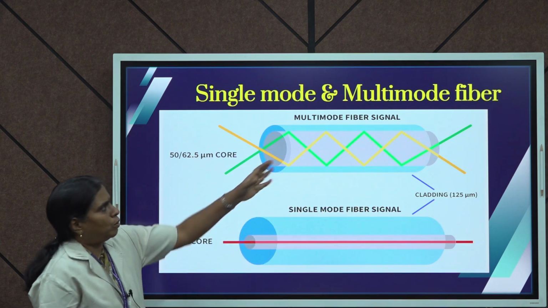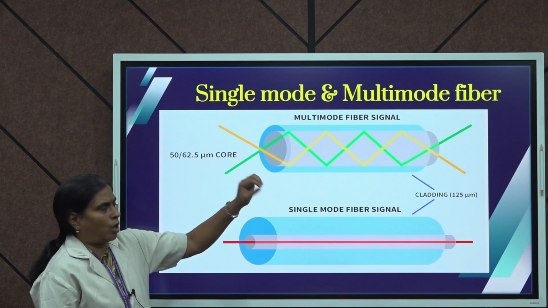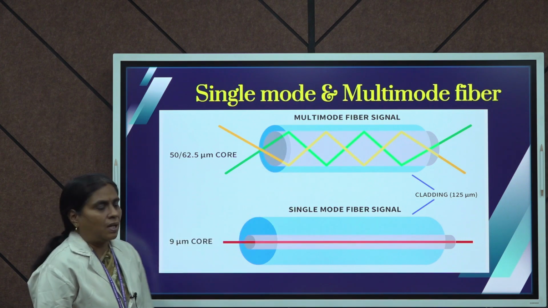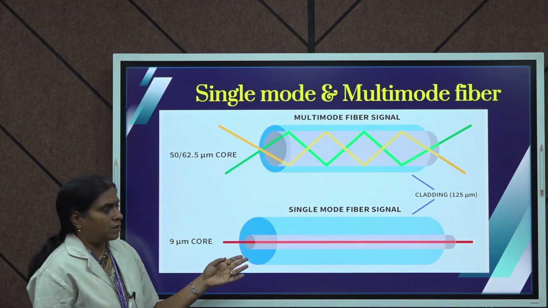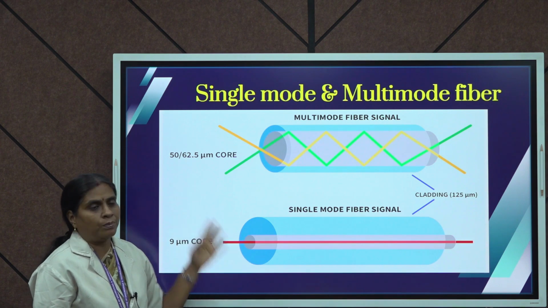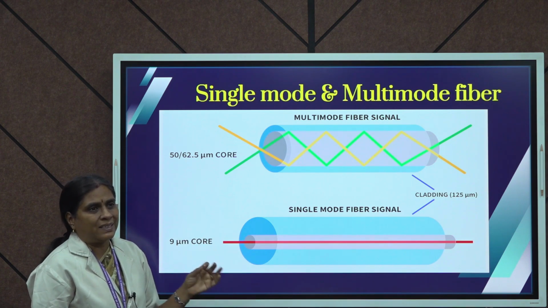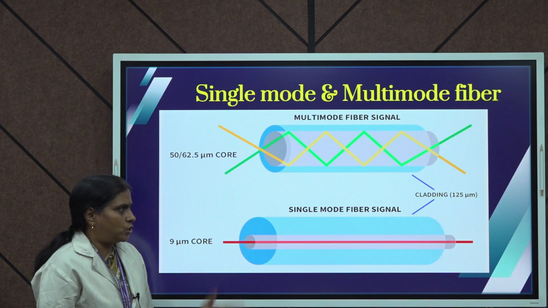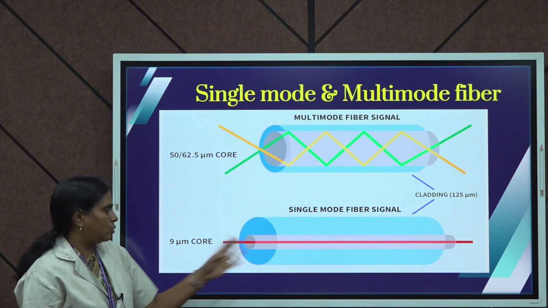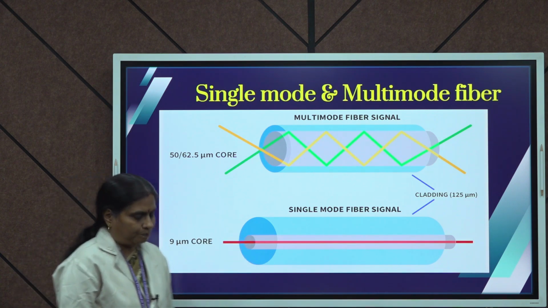These multi-mode fibers are normally used for commercial purposes, and single mode fibers are mainly used for long haul communication. We can use single mode fiber to send the signal secretly and efficiently over a long distance.